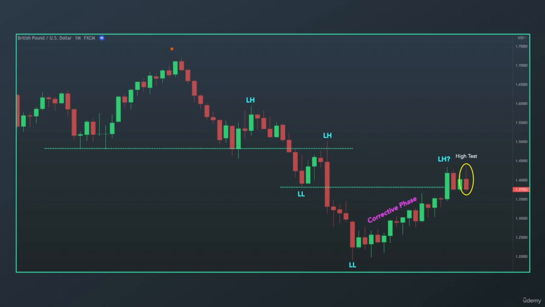At this point, our bias on the monthly time frame is bearish. So we analyze the trend. We are in a downtrending market: lower high, lower low, and then possible lower high. We are currently at resistance level, and we also have a bearish reversal candlestick. Now we have to confirm this bearish bias on the lower time frame.